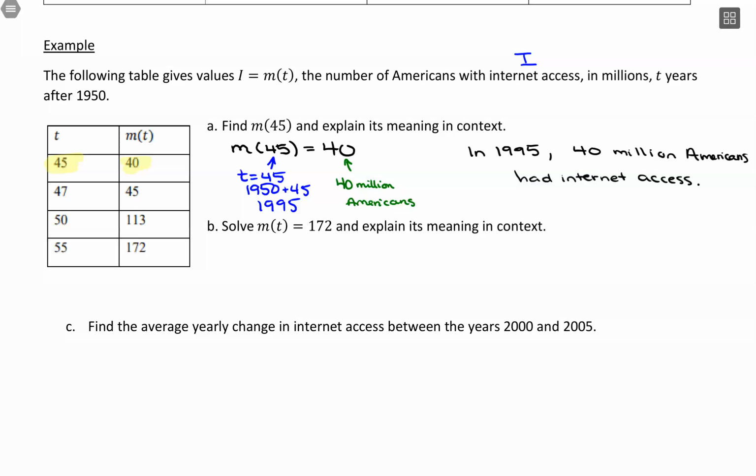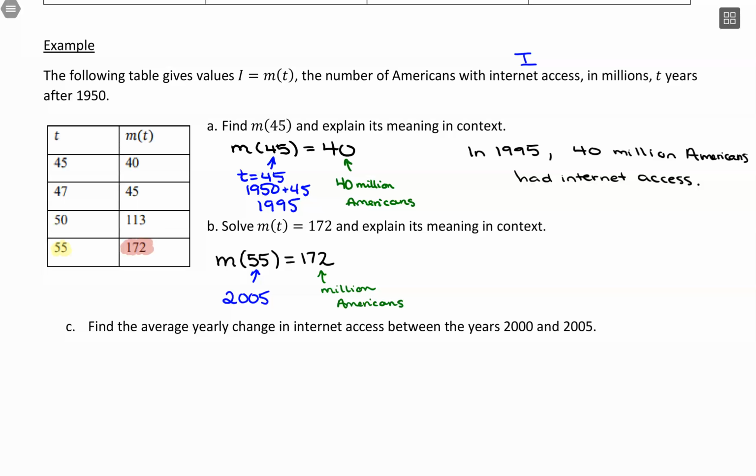Solve M of t equals 172. So in this case, it's giving me my output value. So what I want to use is this 172 over here, and the fact that 55 lines up with it. And this is a case where there's only one input that works for it. So we find that M of 55 equals 172. So kind of same process as I did up above there. So 1950 plus 55. So this is going to be the year 2005. And this 172 million Americans.